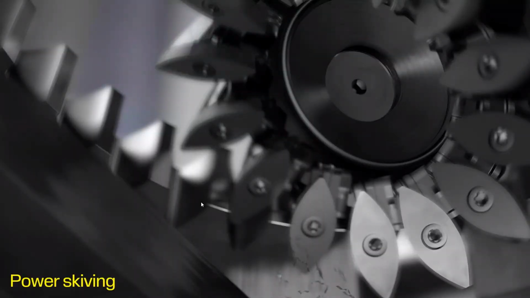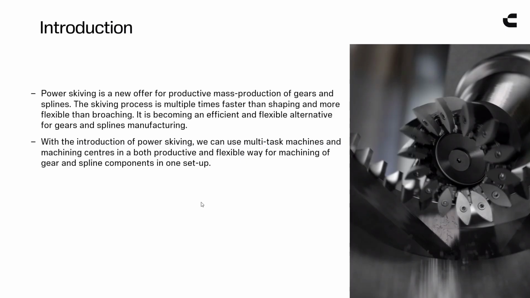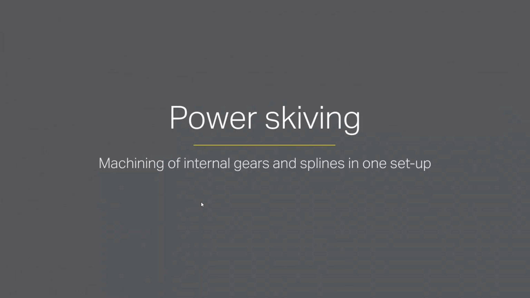Okay. So next, I'm just going to dive into power skiving. Power skiving is a really neat solution for multitask machines. What it is, it's a dedicated milling cutter that synchronizes with your main spindle part on your multitask machine, so that you can cut involute splines and gears, either OD or ID. And here's a good animation of that.